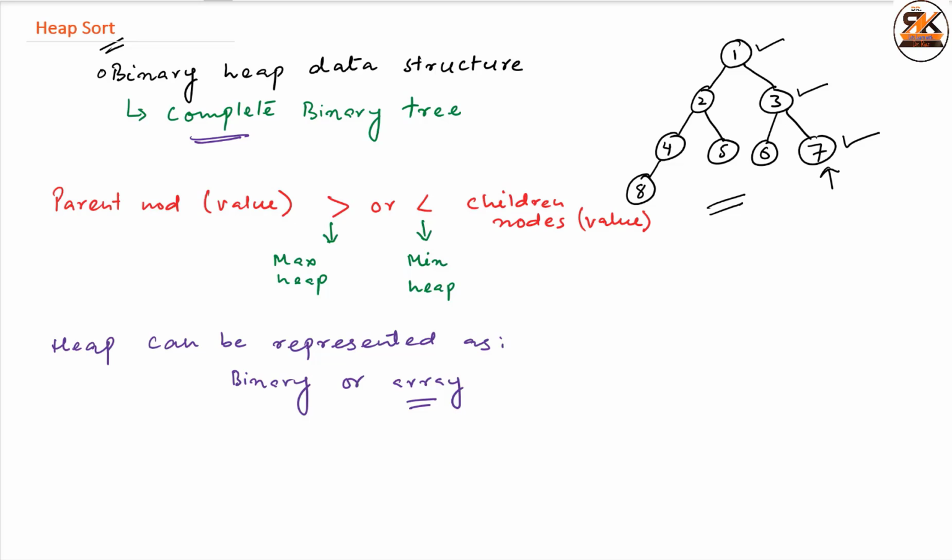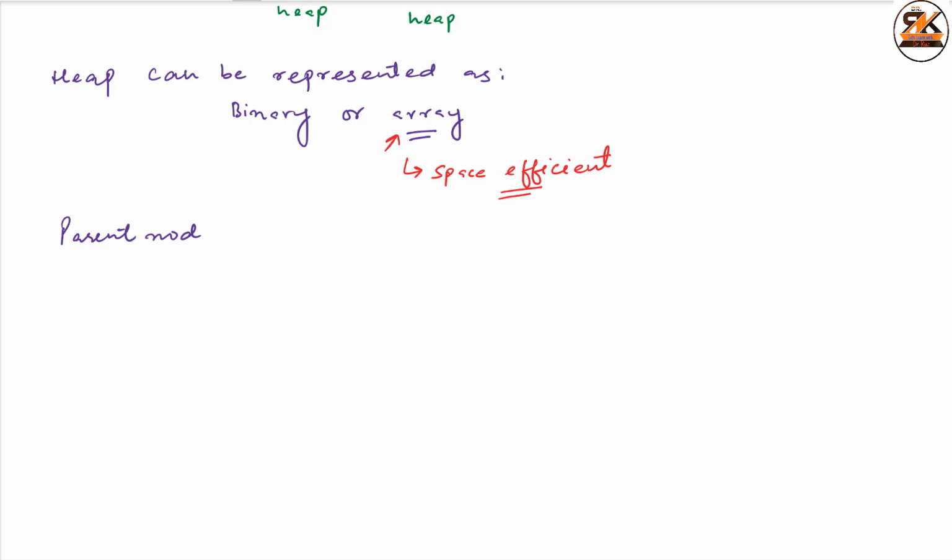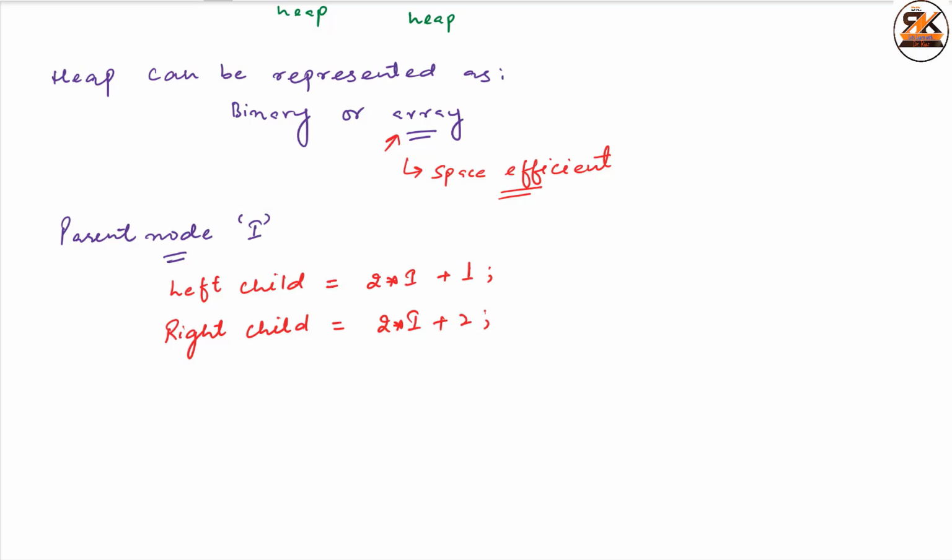Now the question is, why array-based representation for binary heaps? Since a binary heap is a complete binary tree, it can easily be represented as an array, and the array-based representation is considered space efficient. And suppose the parent node is at some index I in the array representation, then we can calculate the left and right children of this parent node by using the formula: left child as 2 into I plus 1 and right child as 2 into I plus 2.